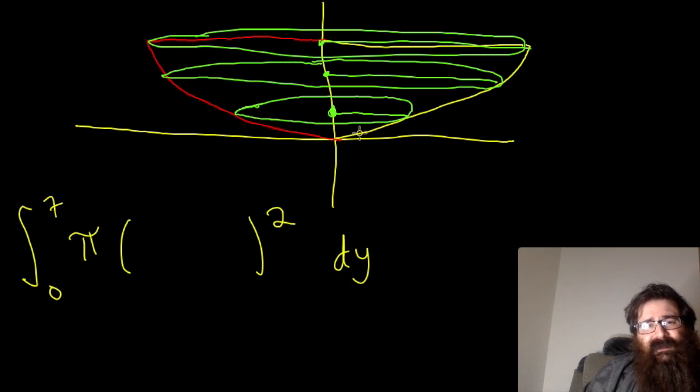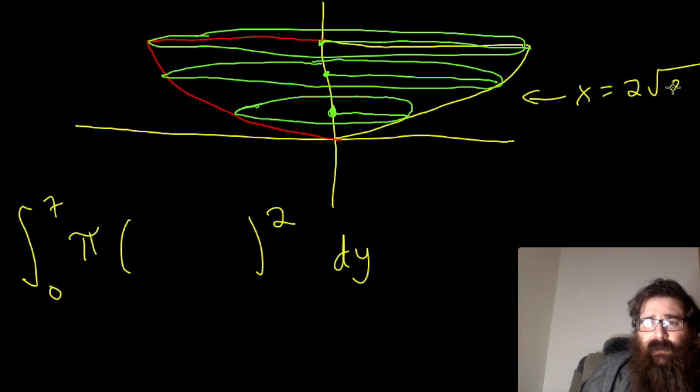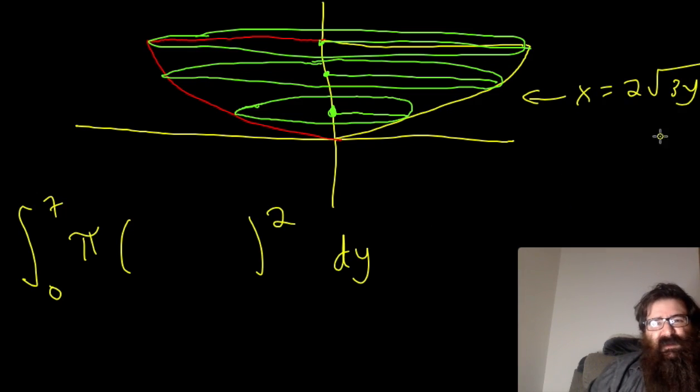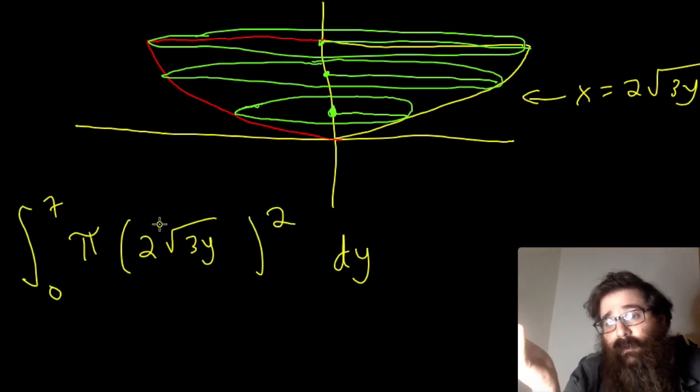In each of these cases, the radius is different. We can see that it's going out further and further, but what dictates the radius is this curve here. And that curve was the function x equals 2 times radical 3y. So we'd say, well, this is giving us the radius. It's going out until it reaches that curve, and then it's stopping. So that's 2 radical 3y for my radius, and then I want to square that and multiply by pi and integrate. So we got our setup.